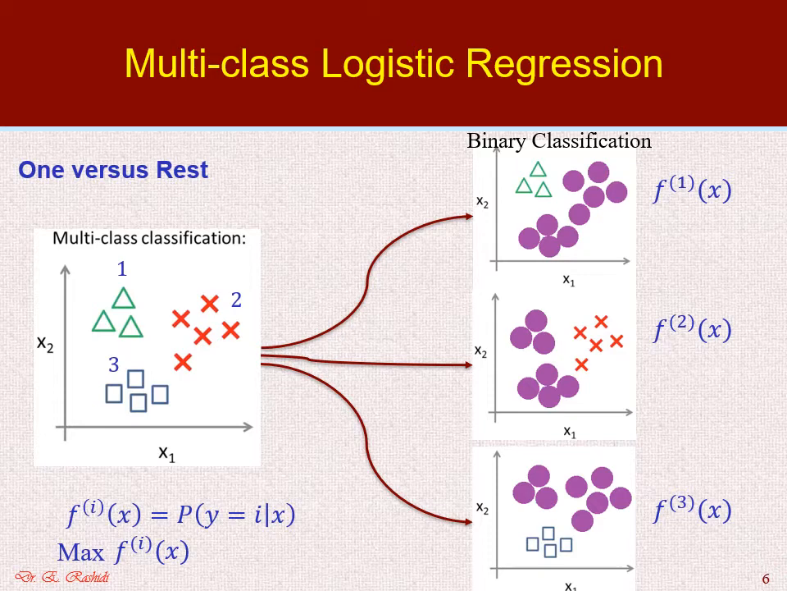So f superscript i of x would be the probability that y belongs to class i given the data point that we have. And we're going to classify to class i if class i gives us the maximum probability here.